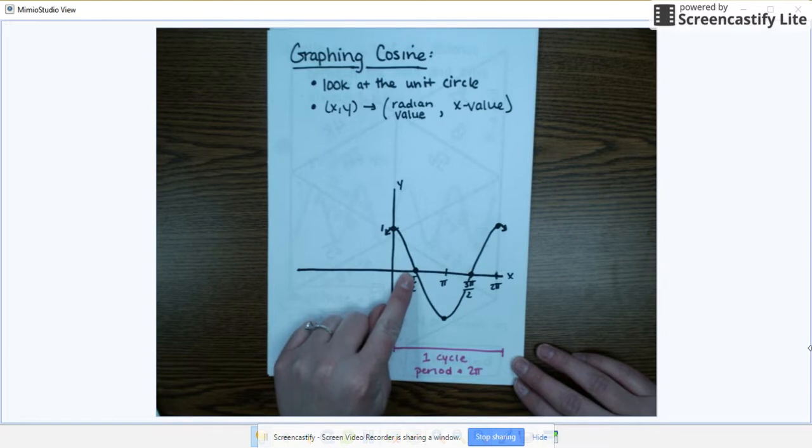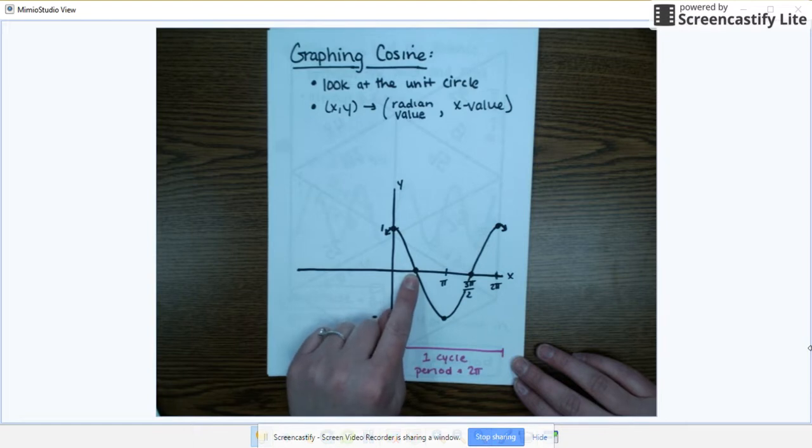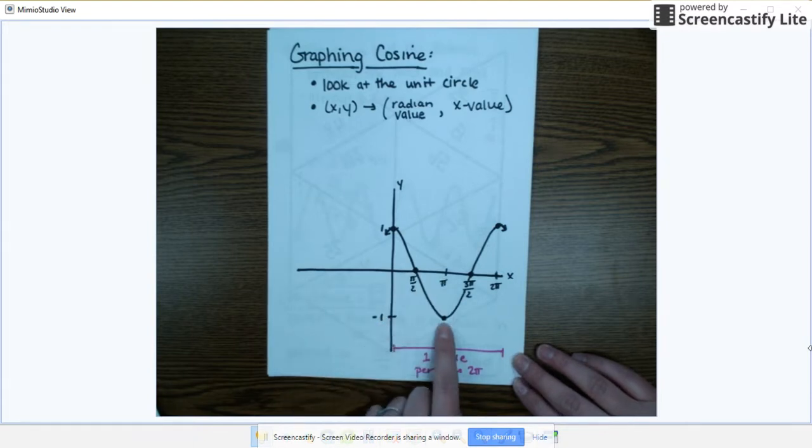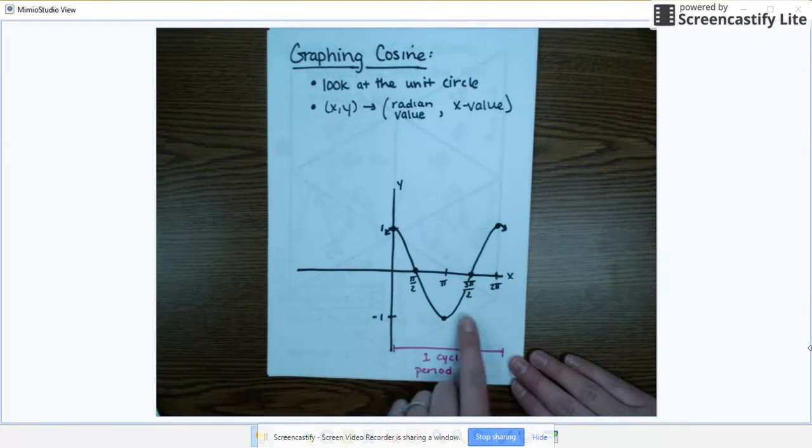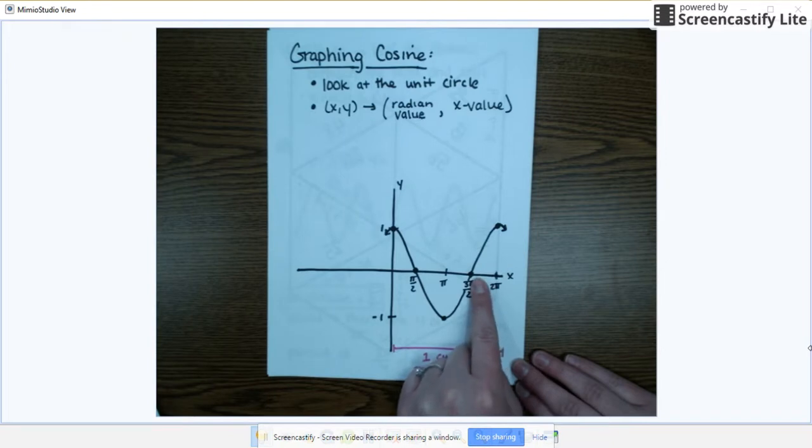At pi halves, or 90 degrees, our radian would be pi halves. Our x value is 0. That's why it's on the x-axis. At pi, our x value is -1. When we go down to 3 pi halves, or 270 degrees, our x value is 0.